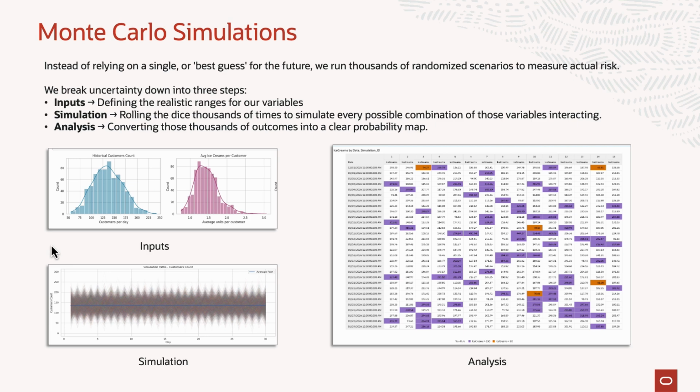Performing these simulations involves three straightforward steps. First, we understand the input variables, specifically the underlying distribution of these variables. Step 2, running multiple simulations using these inputs. And finally, step 3 involves analyzing the final outcomes to better understand the variability.